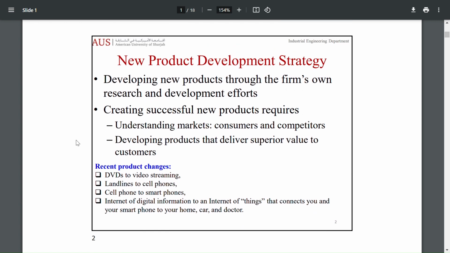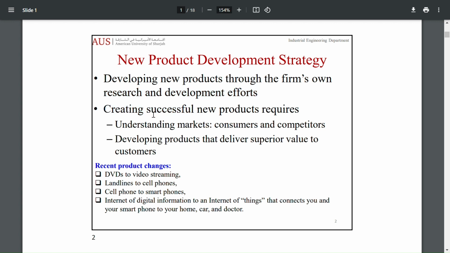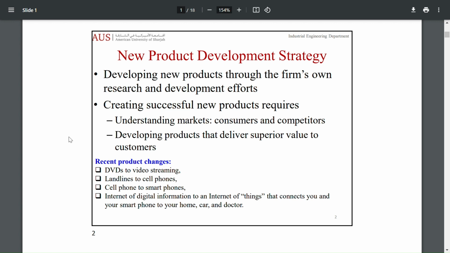So first of all, let's talk about a new product development strategy. It consists of developing new products through the firm's own research and development efforts, the research and development department. And it's important to always keep developing new products and keep inserting new products into the market since we need to keep up with the advances in all the products in the market in general.